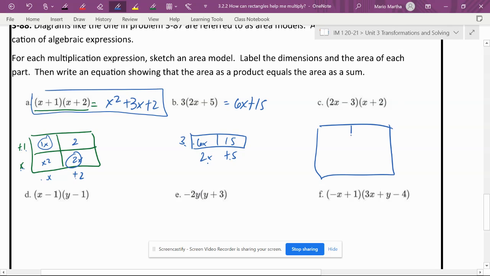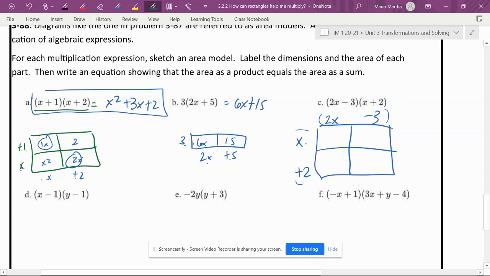For problem C, again, set up your rectangle. And then this would be, let's say, x plus 2. And then I'm going to do this on top, 2x minus 3. It doesn't really matter where you put it, as long as you don't mix these numbers up, like put the negative 3 with the x over here and so forth, right? So make sure you're always putting the groups together.